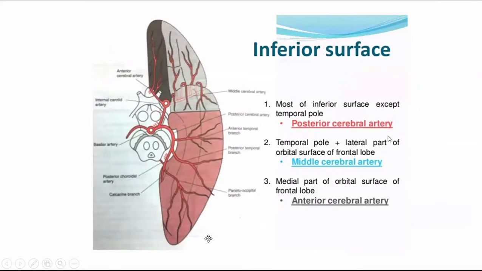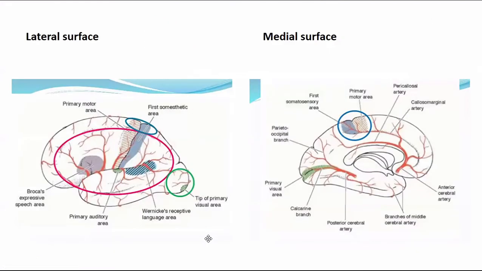This is just a representation of the inferior surface. You can see that most of the inferior surface is supplied by the posterior cerebral artery, the pink one, except the temporal pole. The middle cerebral artery supplies the temporal pole and the lateral aspect of the orbital surface, and the anterior cerebral artery supplies the medial aspect of the orbital surface of the frontal lobe.